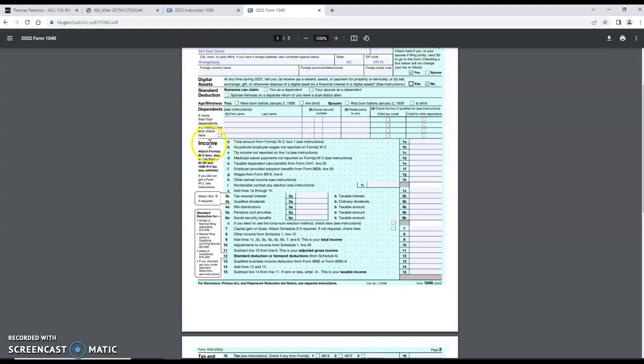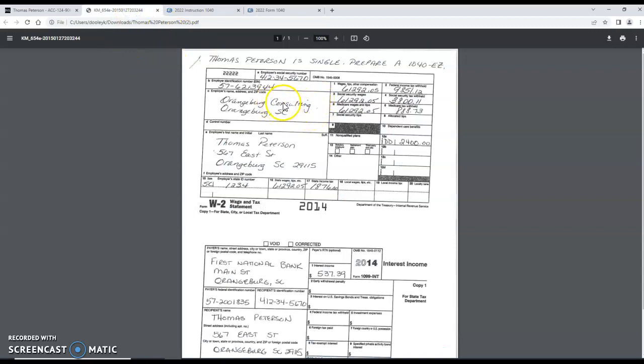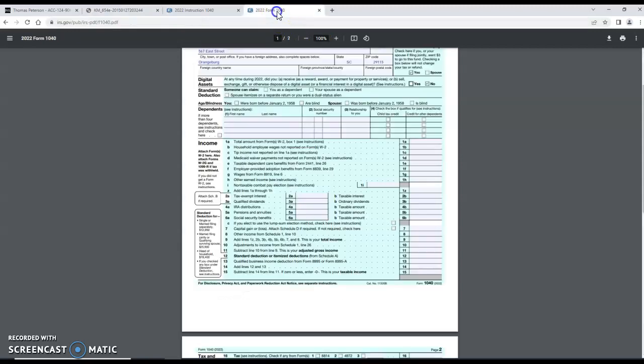Okay, so here's our income. All the rest of this stuff is income. Okay, line 1A, the total amount from your W-2, box 1. So our W-2, box 1, is $61,292. And remember, we're only putting in whole dollars. We're not putting in a .00 or a dash or any of the things that we did in Accounting 101.